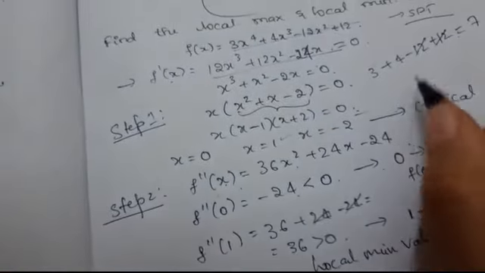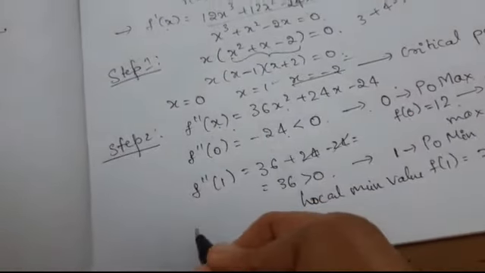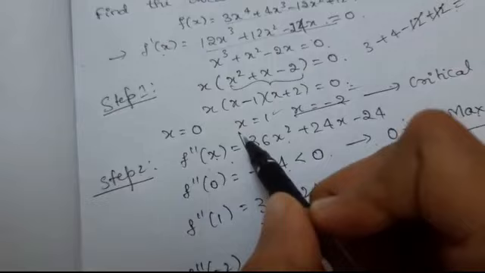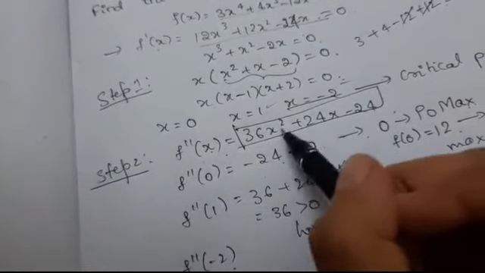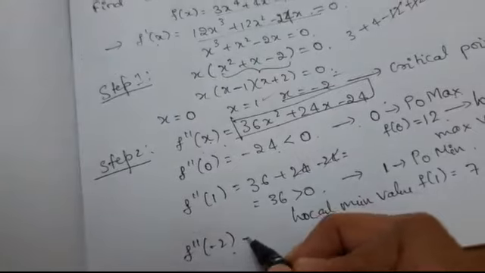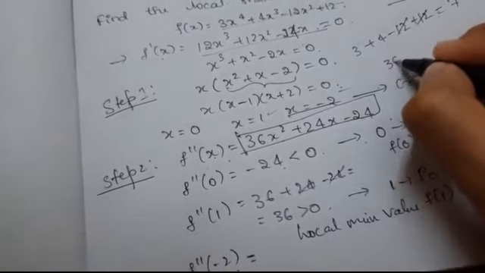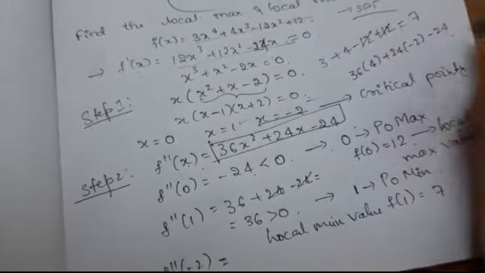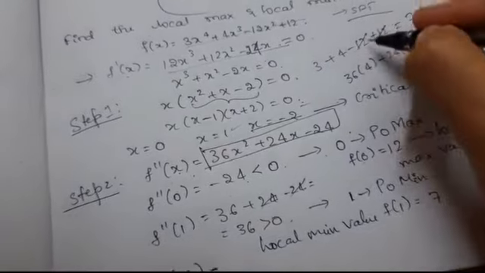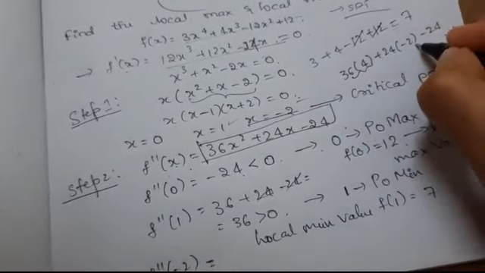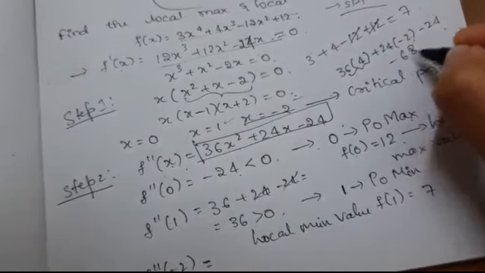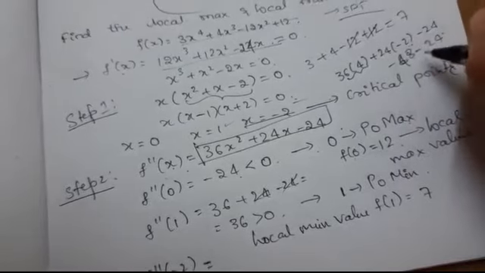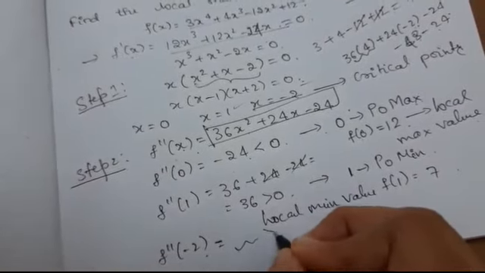Another point is x equal to minus 2. So f double dash of minus 2. So where is the f double dash of x here? Input the value of x equal to minus 2 here. So what we are going to get, upon substituting, 36 into 4 plus 24 into minus 2 minus 24. So this value is obviously greater than 0, whatever the value is.